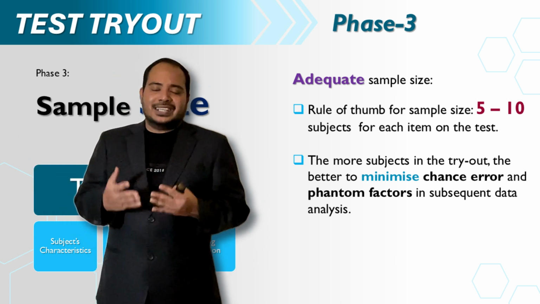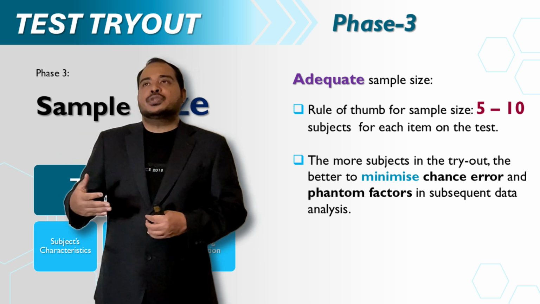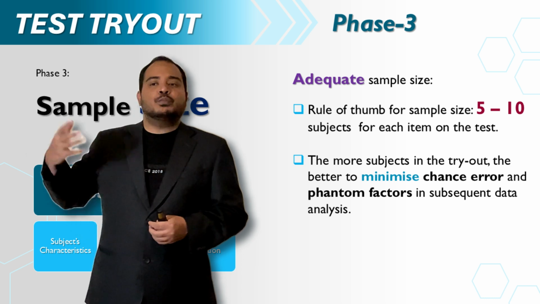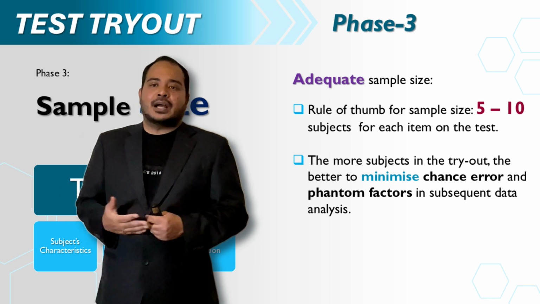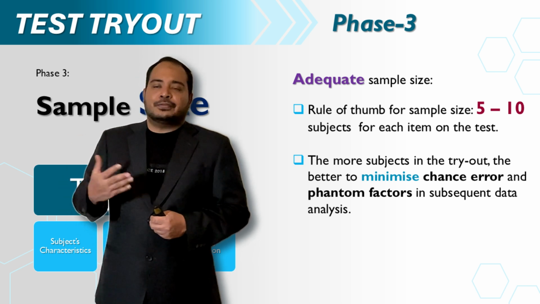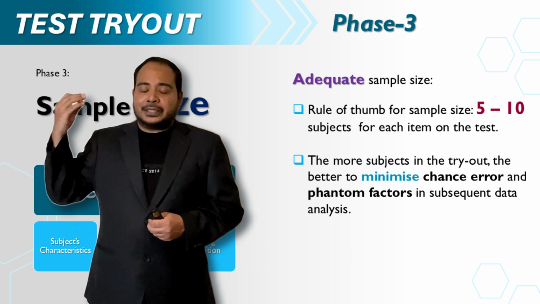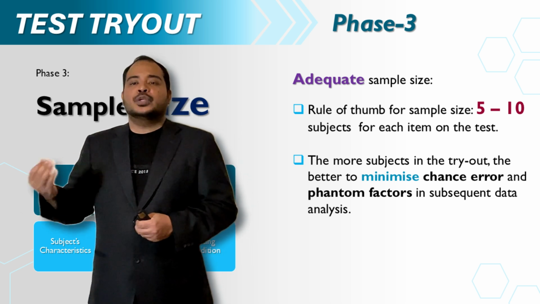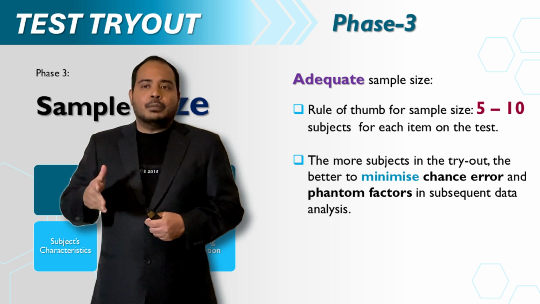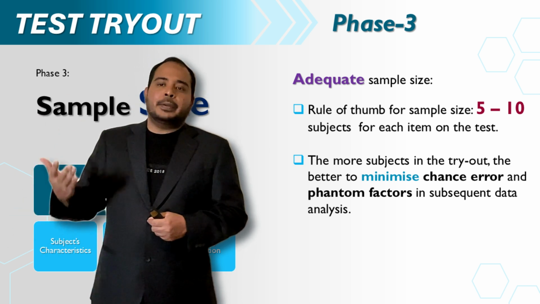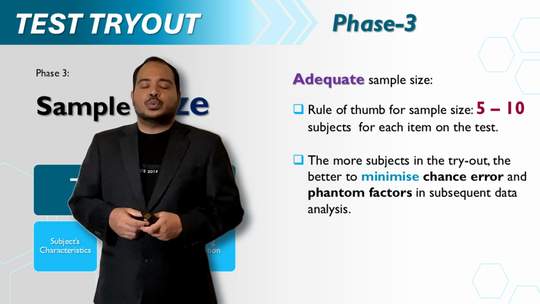If we develop 30 items, and we want to estimate the sample size, we have to multiply by 10. So we have to go and find 300 participants to answer our test. If we take 5, then it's only going to be half, 150 participants that you need to respond to our newly developed test. However, this is only the rule of thumb. The more subjects in the tryouts, the better, to minimize chance error and phantom factors in subsequent data analysis.